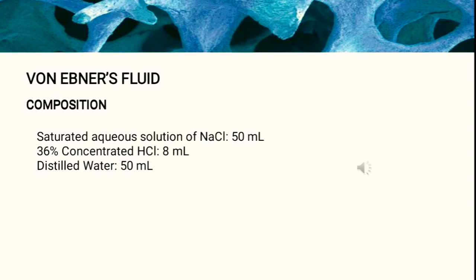In order to prepare von Ebner's fluid, you need the following: 50 ml of saturated aqueous solution of sodium chloride, 8 ml of 36% concentrated hydrochloric acid, and 50 ml of distilled water.